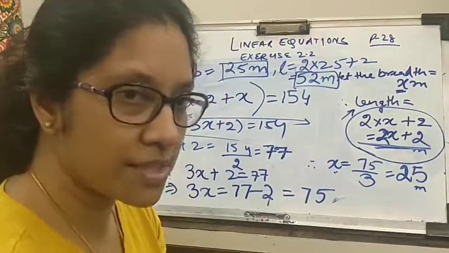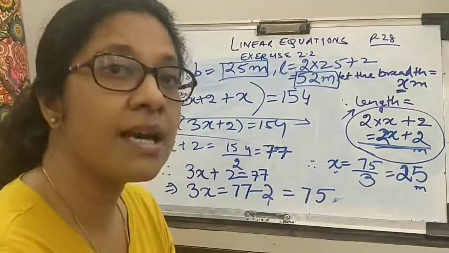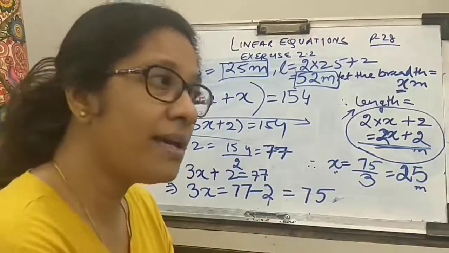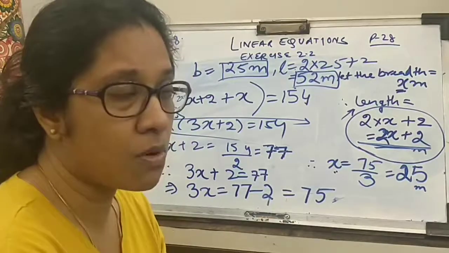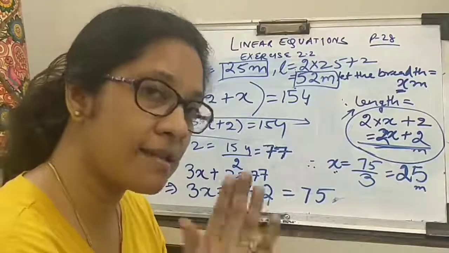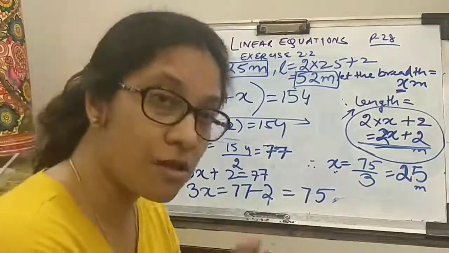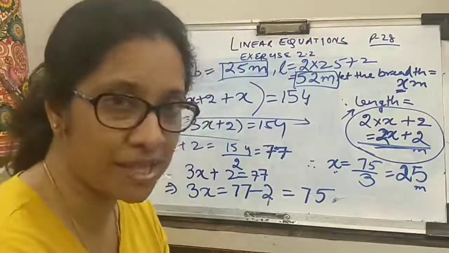We'll quickly go through this once again. The question given to us is a rectangular pool with length as 2 more than twice the breadth. This is the relationship between the length and the breadth of the pool. We are also given the perimeter of the pool, which is 154 meter.